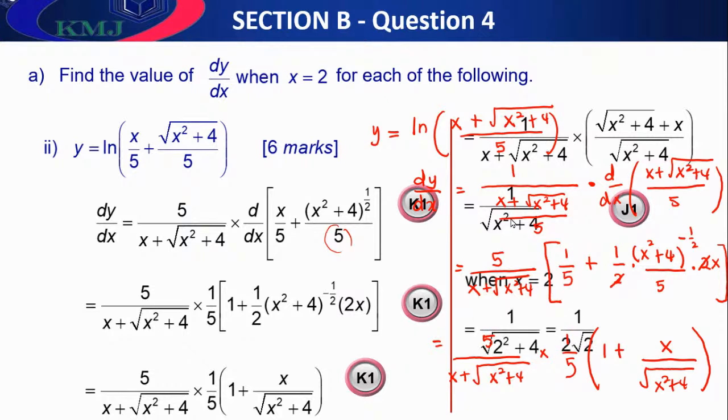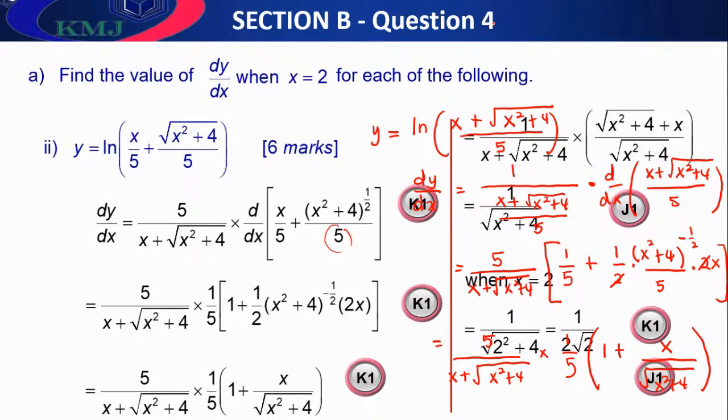And then we need to substitute the value x equals 2. So if we substitute x equals 2, then you will get 1 over √(2² + 4)... K1, J1. Sorry, you may not be able to see the answer here because of my handwriting. Remember to give your answer in exact value.